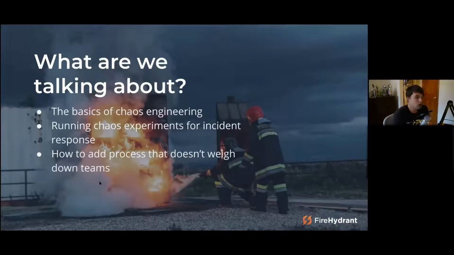But really quickly, we're going to go over what we're talking about. We are going to talk about just some of the basics of chaos engineering, and how to run a chaos experiment, but for incident response. And that's going to be the core of this entire presentation. We're also going to talk about how to add process that doesn't weigh down teams. That's a really hard thing to do.